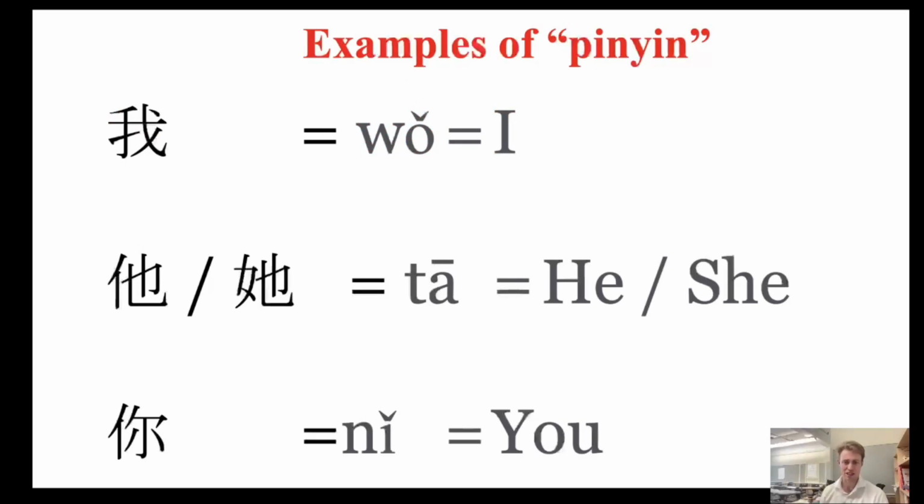So here we have some examples. On our left, we have the characters, so that character is 我. In the middle, we have 我, the romanized pronunciation called pinyin, and on the right, we have the meaning. Same thing for the second line. We have two characters which are both pronounced ta, that means he or she. And then our last one, we have the character ni, pronounced as ni, in the middle with our pinyin, and then that is the English you.